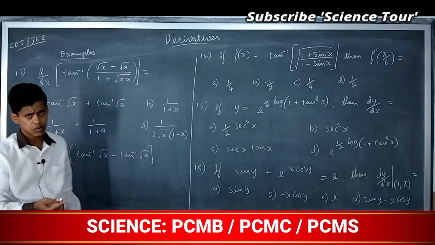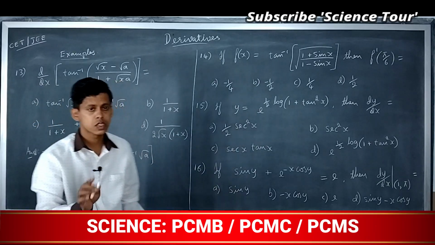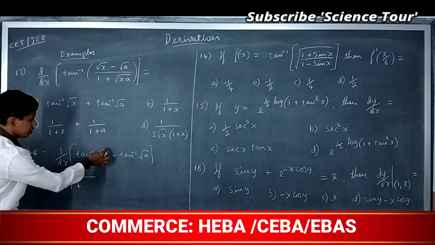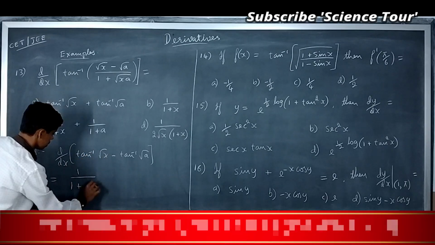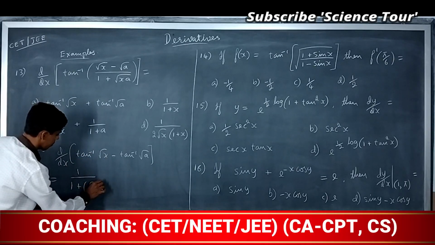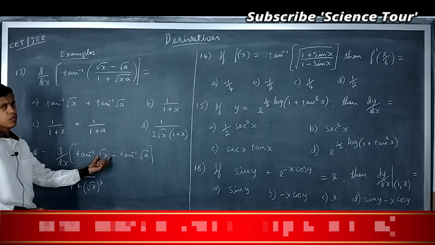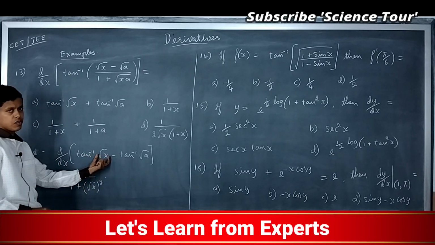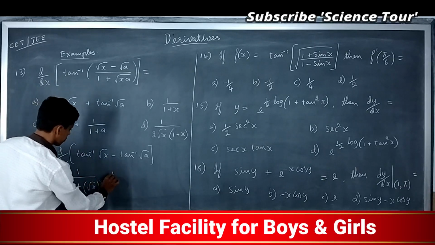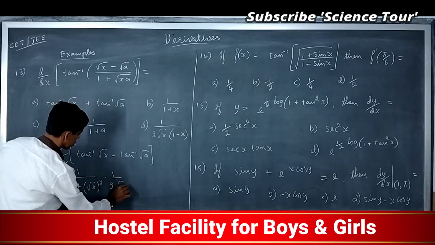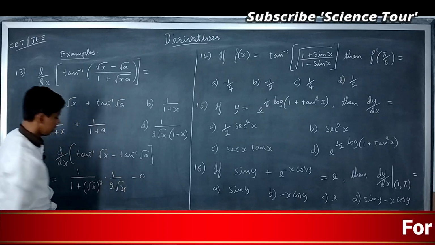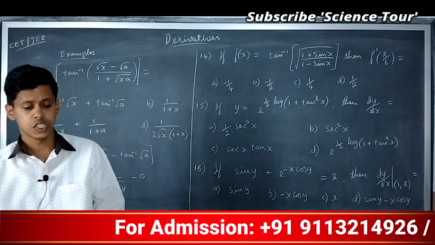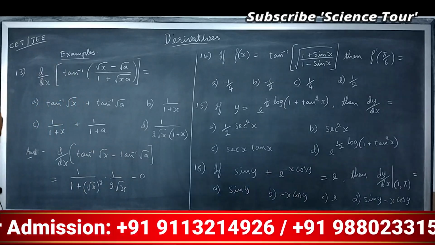What is the derivative of tan inverse x? 1 by 1 plus x square. So 1 divided by 1 plus, in place of x we have got root x. So root x whole square into derivative of root x. So this is tan inverse of root x derivative. Now derivative of root x is 1 by 2 root x. Alright, and derivative of this is 0. Just simplify this, you will get one of these options. So let's see what we get here.